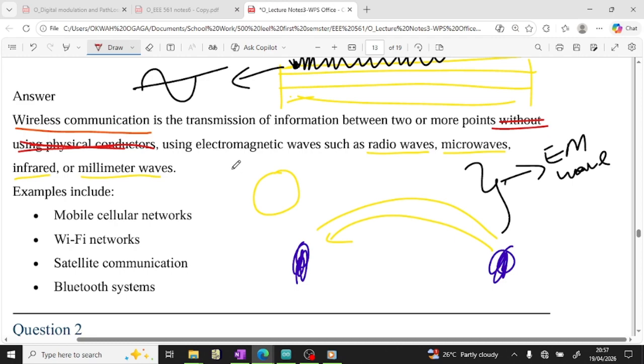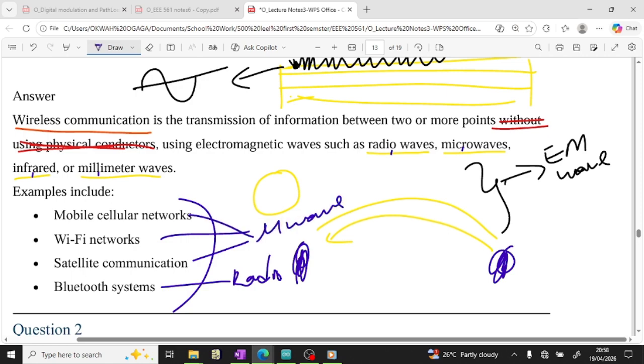So this is just the idea of wireless communication. Examples are mobile cellular network, Wi-Fi network, satellite communication, and Bluetooth system. All these make use of different waves. Radio wave is what Bluetooth uses. For satellite, they make use of microwave. But don't worry about that.